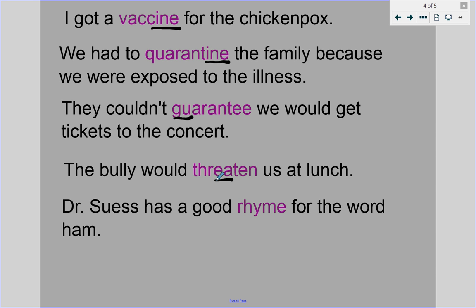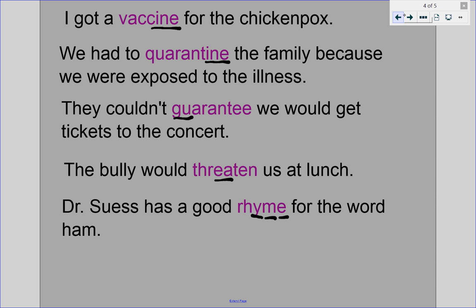And then Dr. Seuss had a good rhyme for the word ham. Could be Sam, which was what it was in there, am, both good rhyming words with that. So rhyme means to have the same ending sounds. And rhyme here, we've got the Y consonant, silent E that make up that I, that long I sound. Okay? Those are your challenge words.